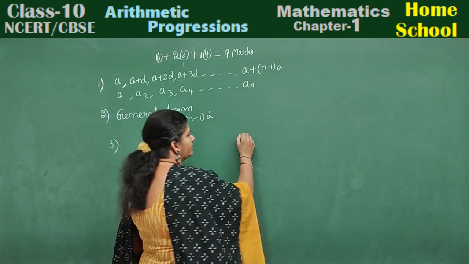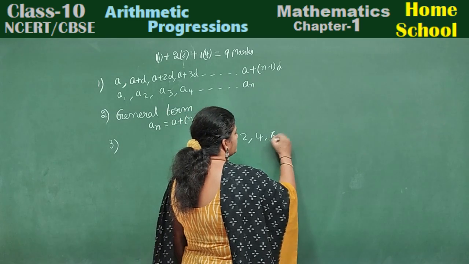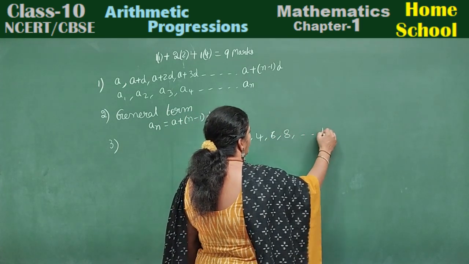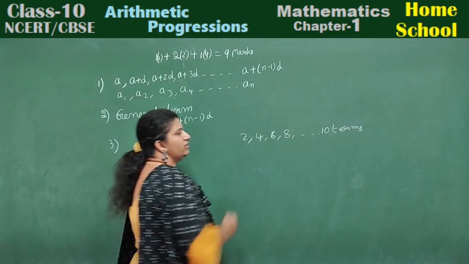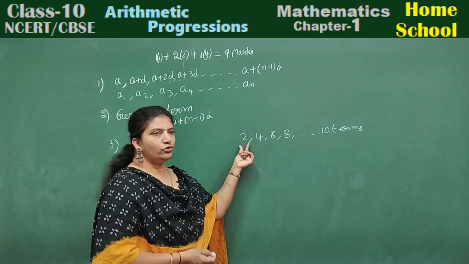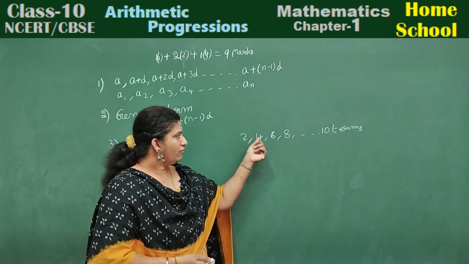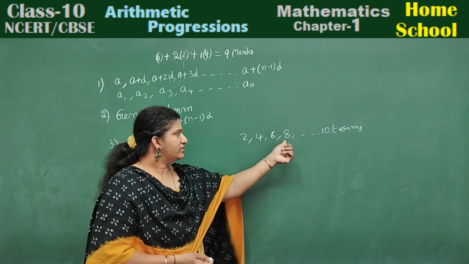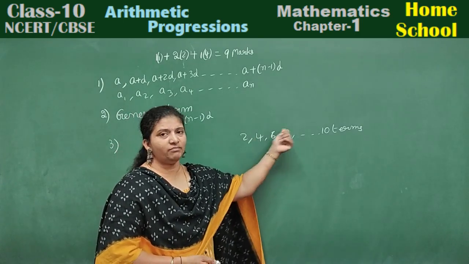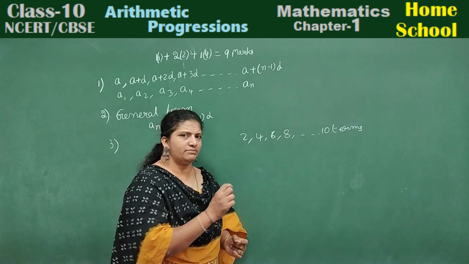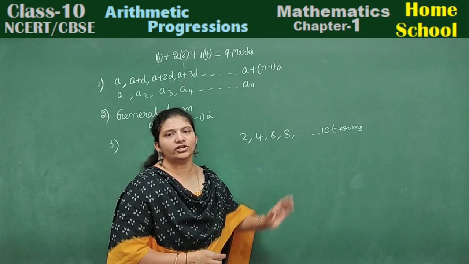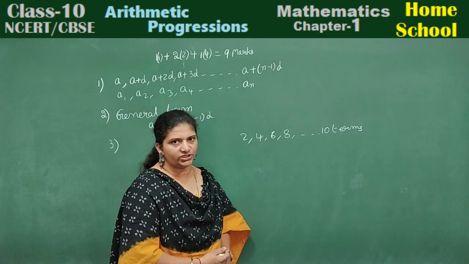Suppose we know terms 2, 4, 6, 8, so on up to 10 terms. Observe this question. 2, 4, 6, 8. 4 minus 2 is 2. 6 minus 4 is 2. 8 minus 6 is 2. Therefore, the common difference is same, or the fixed number is same. Therefore, this progression is an arithmetic progression.